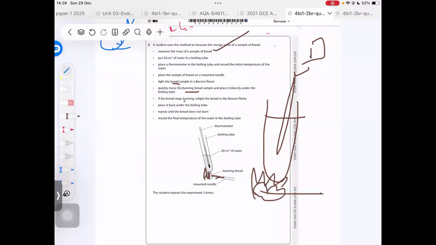And if the bread stops burning, you again relight the bread using the Bunsen flame, and you again place it back under the boiling tube, and you repeat this until the bread does not burn, basically until it turns into ashes, right? Then only it won't burn, right? So you record the final temperature of the water in the boiling tube.